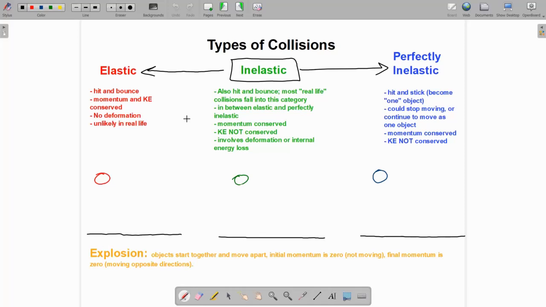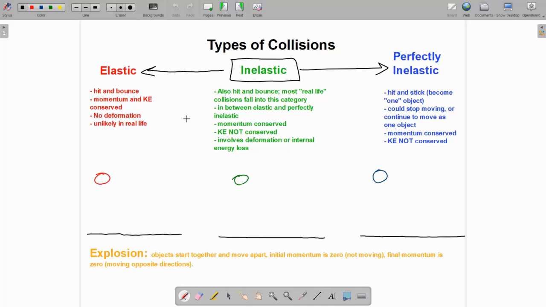So the most realistic example of collisions, like almost all collisions that you see in real life, are just plain inelastic collisions, and all that's referring to is that we know we're not going to have a perfect elastic collision in most situations. Perfectly inelastic is very situational, like train cars coupling together, or for instance, a football player tackling another football player, and then they move together to the ground. Inelastic is still a hit and bounce. The momentum's conserved, but kinetic energy is not. So that's why it's more realistic than elastic, because it's very similar. It's just that we're not going to be conserving all of the kinetic energy.